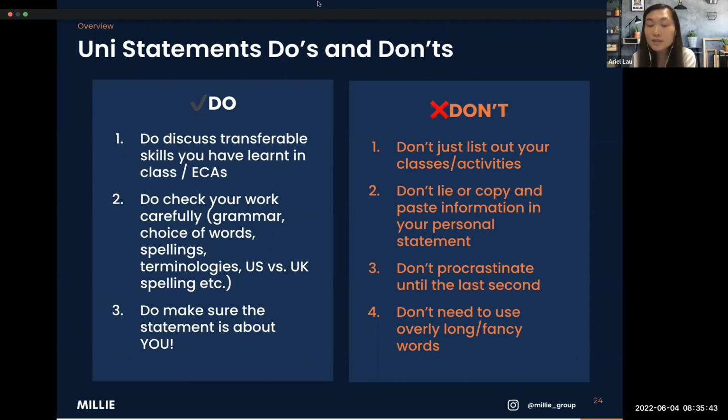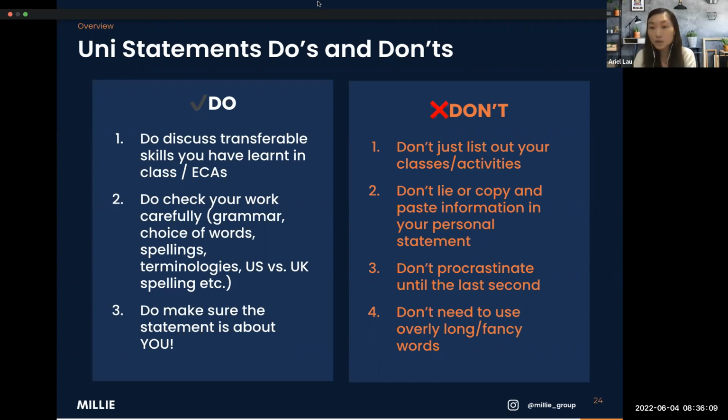And do make sure that the statement is about you. I've seen a lot of drafts where students would say something like, oh, my mom is my inspiration, and my mom did that, and she is very amazing, things like that. And before you realize, this particular statement has become your mom's personal statement. It's not yours anymore. So for this, I do think it's worthwhile to take a look at the content again and make sure that the statement is all about you.